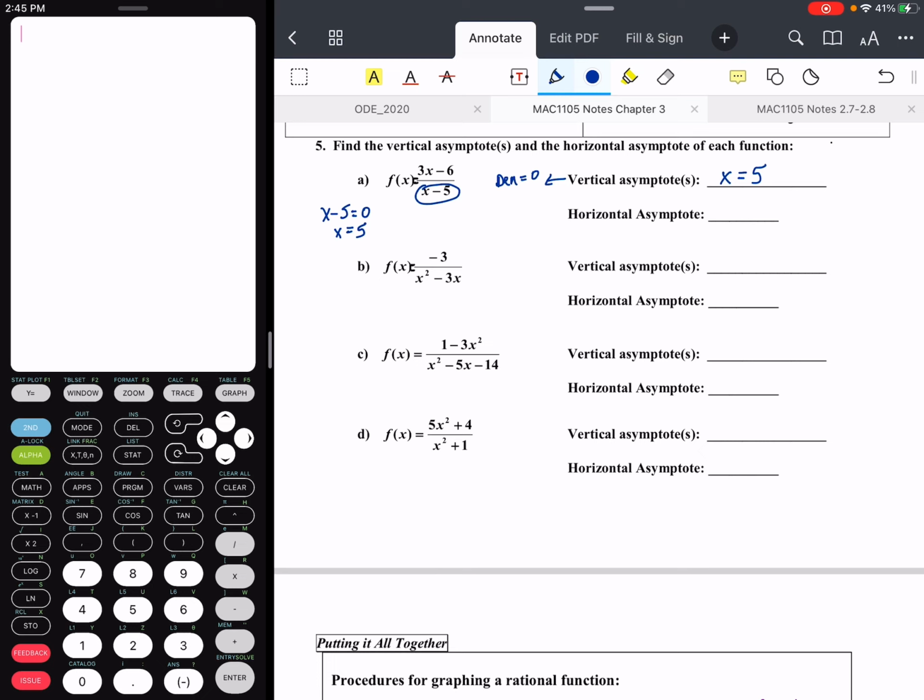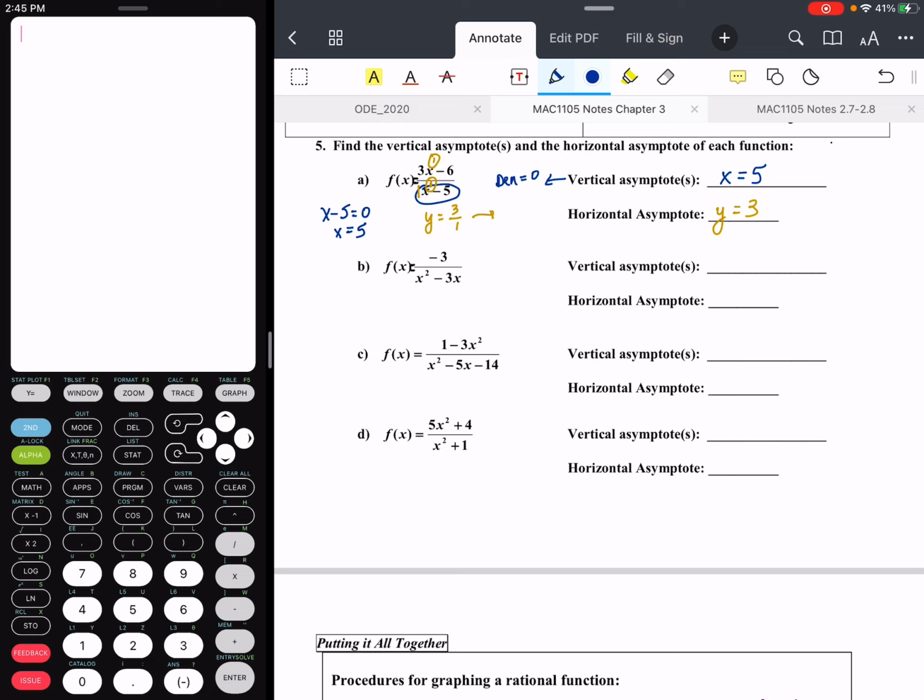Then for my horizontal asymptote, I look at the degree of the numerator, which is 1, the degree of the denominator, which would also be 1. The degrees are equal, so I'm going to have a ratio of the leading coefficients. So I'm going to have y equals 3 over 1, which gives me y equals 3 after simplifying.